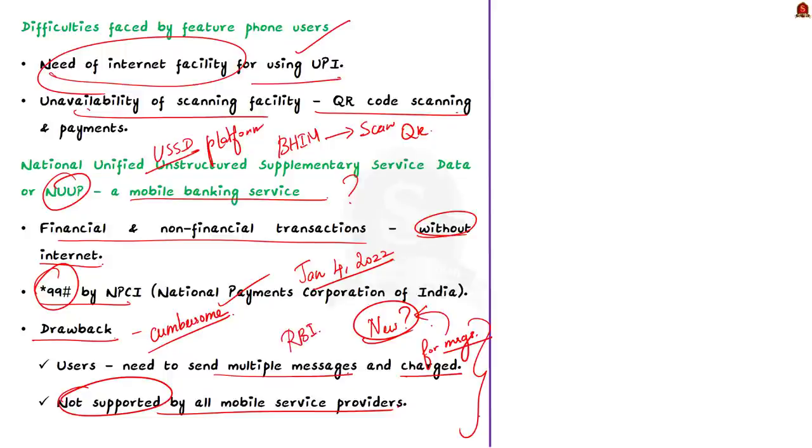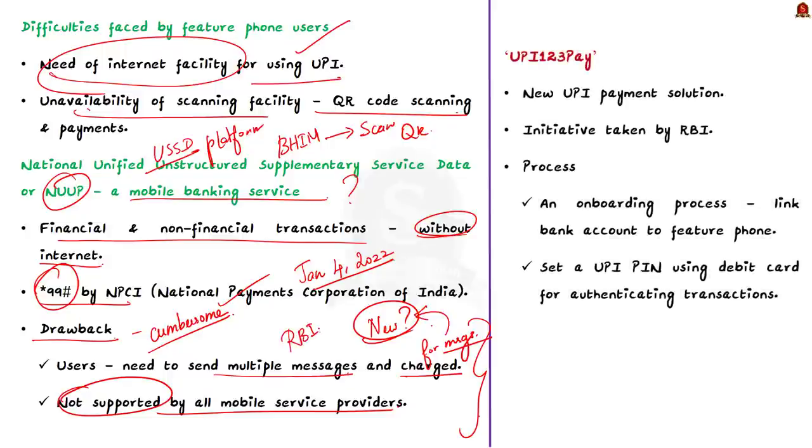Now let us see about the new UPI payment solution. See, as a payment solution for the feature phone users, RBI has taken an initiative. This initiative is called as UPI 123 Pay. Now, how will it facilitate financial transactions without the internet connectivity?